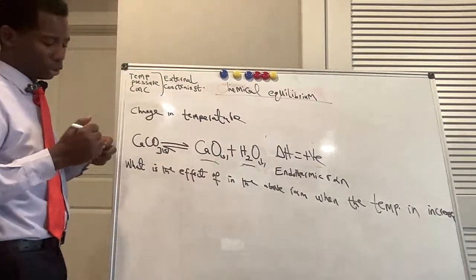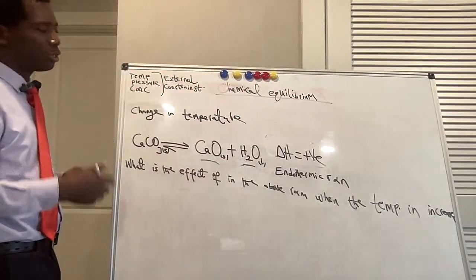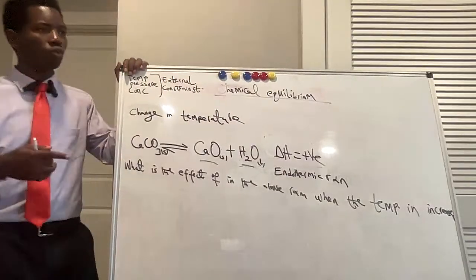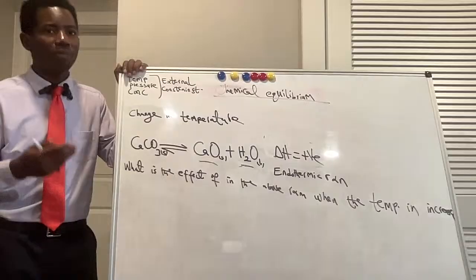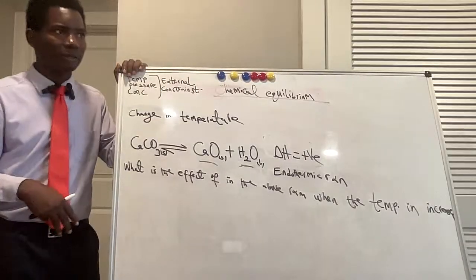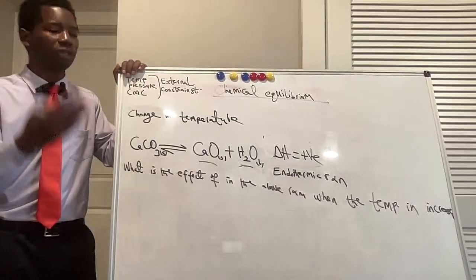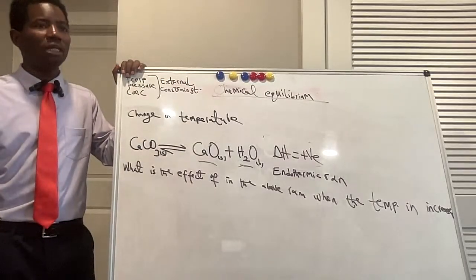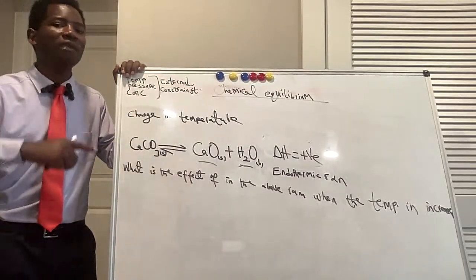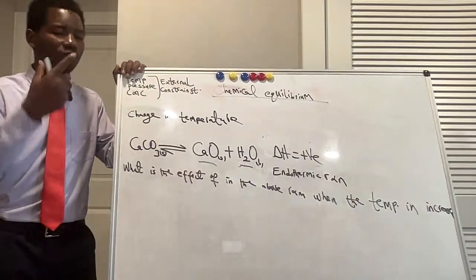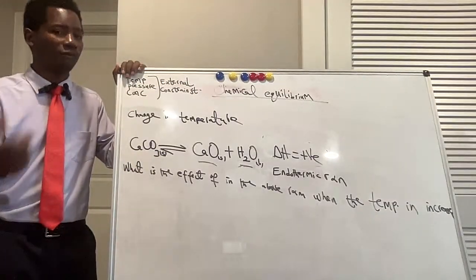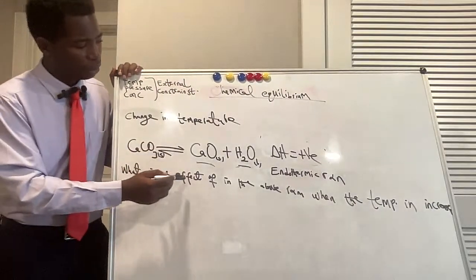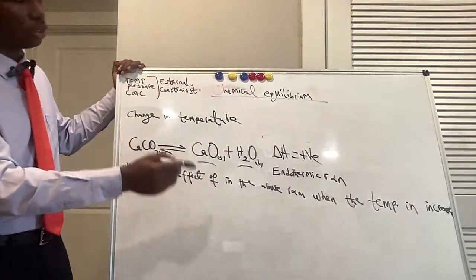An endothermic reaction is a reaction that proceeds forward when the temperature is increased, because they absorb heat. That is what makes the reaction proceed. Why exothermic reaction, they give out heat. The more they give out heat, the more the reaction proceeds forward, the more product is formed. So in this reaction, the question says, what is the effect in the above reaction when the temperature is increased?